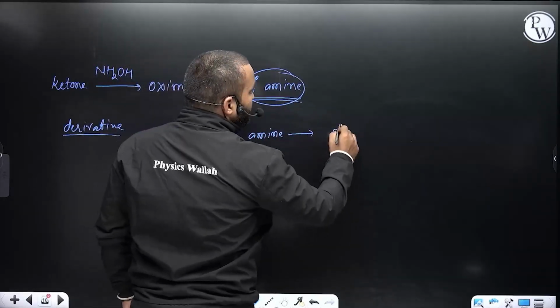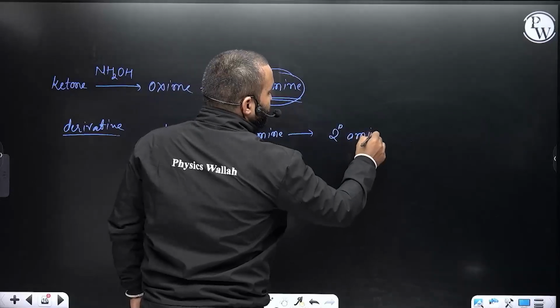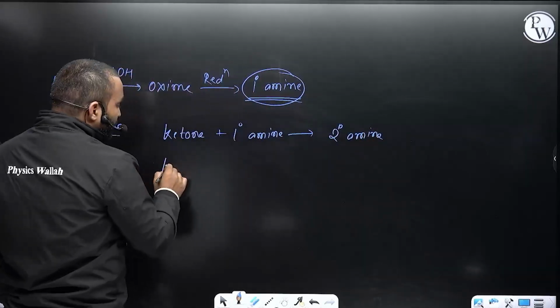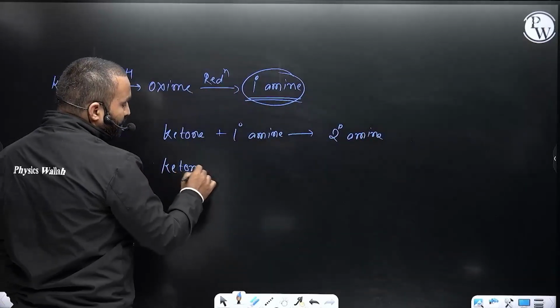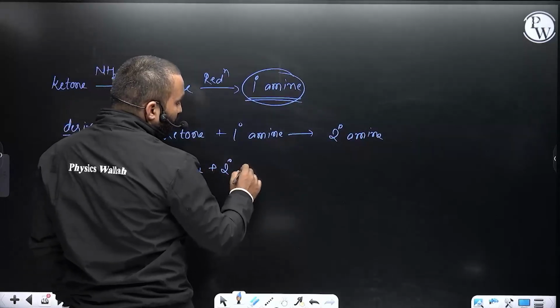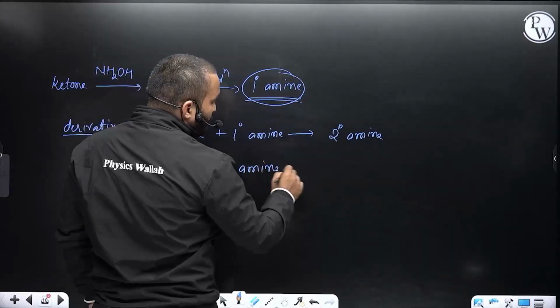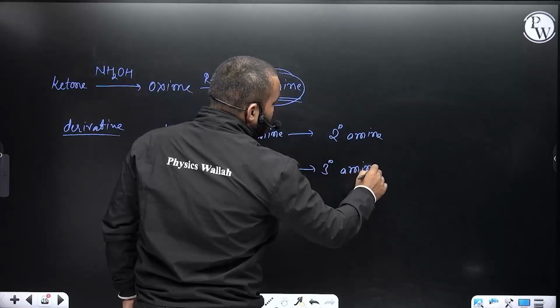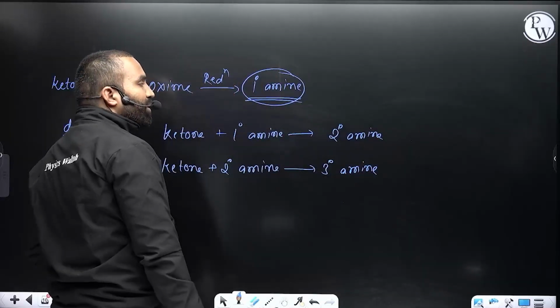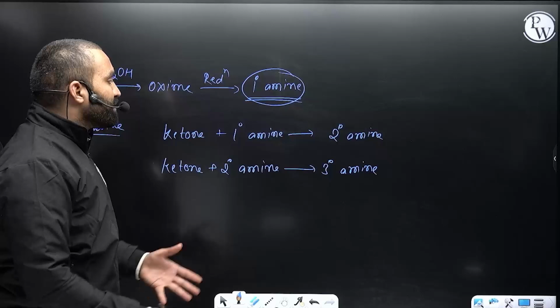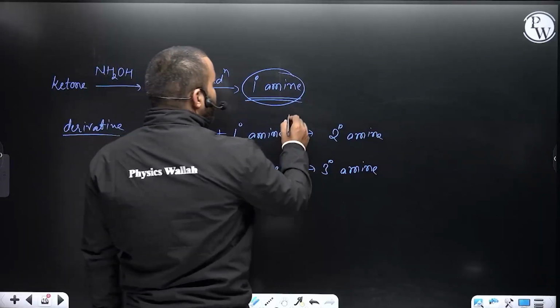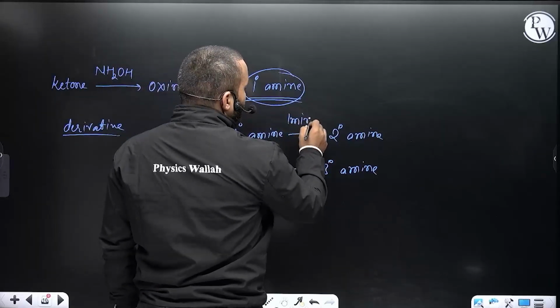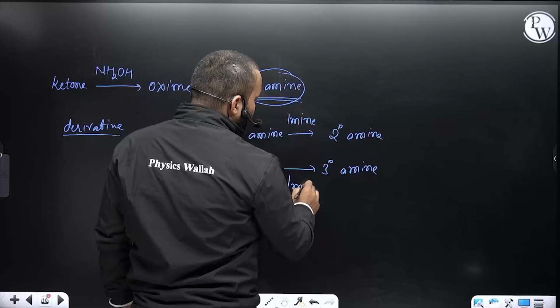The compound obtained will be a secondary amine. That secondary amine can be treated freshly with the new or the same ketone, and the compound obtained will be a tertiary amine. This becomes one of the methods of preparing different degrees of amines in the laboratory. This goes via an amine, and this goes via an iminium salt.